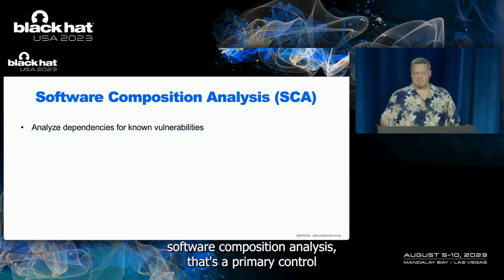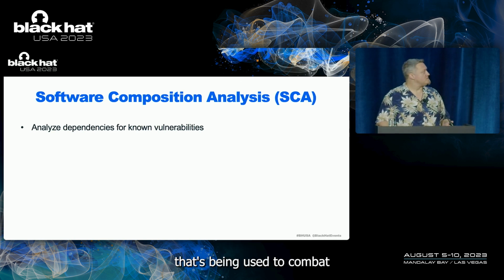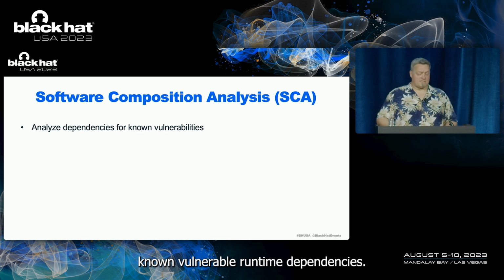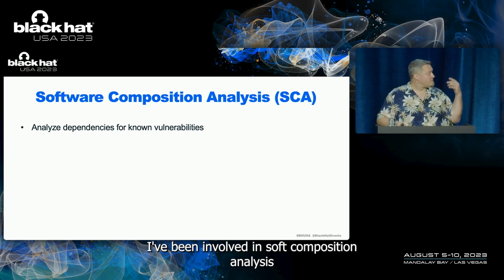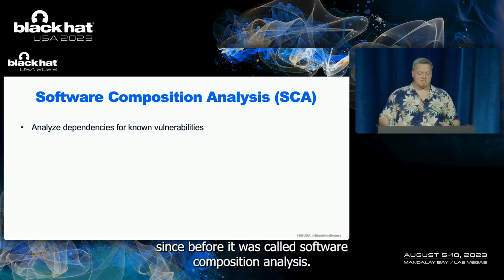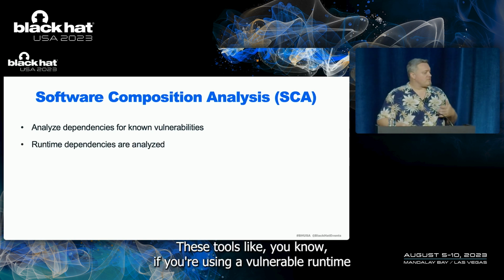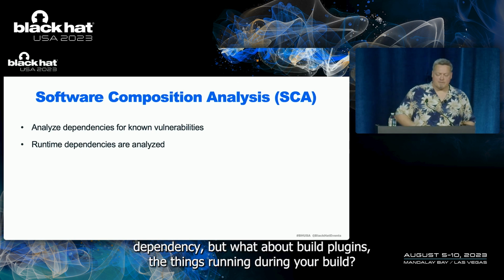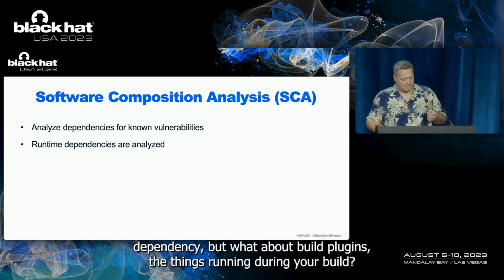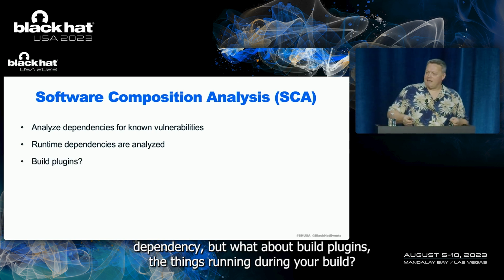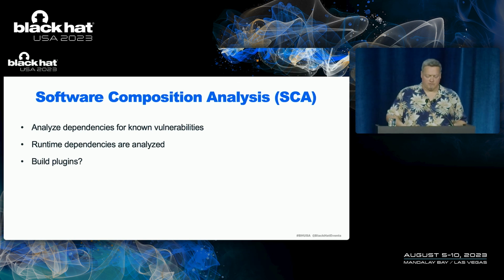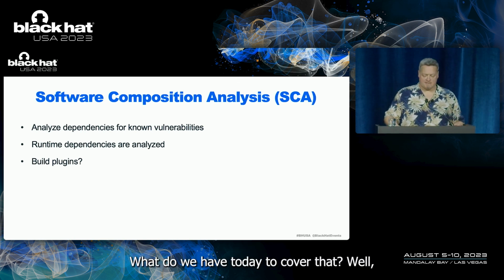Software composition analysis. That's a primary control that's being used to combat known vulnerable runtime dependencies. I've been involved in software composition analysis since before it was called software composition analysis. These tools let you know if you're using a vulnerable runtime dependency. But what about build plugins? The things running during your build. What do we have today to cover that?